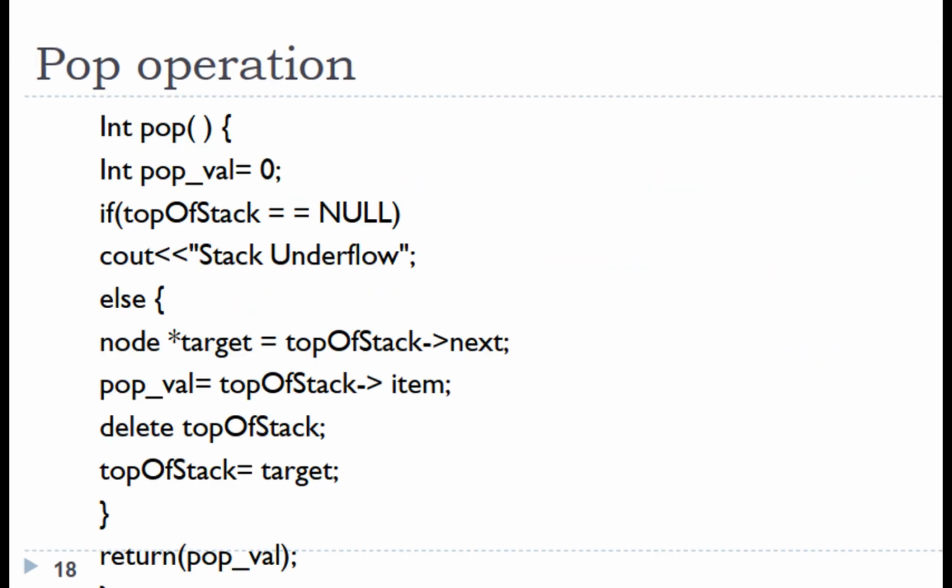17. Pop operation: int pop_val = 0; if top of stack == null, cout stack underflow; else node* target = top of stack->next; pop_val = top of stack->item; delete top of stack; top of stack = target; 18. return pop_val.